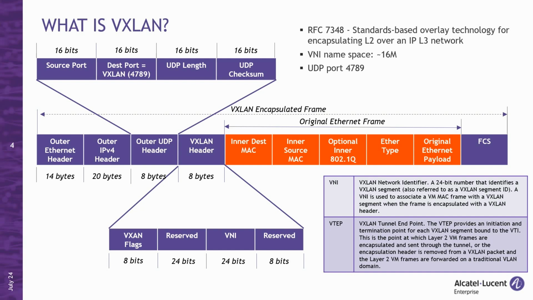So each segment is identified with a VNI or VxLAN network identifier, which is a 24-bit number that identifies a VxLAN segment. This provides a namespace of about 16 million segments. The switch or host that performs the encapsulation and is the termination point of the VxLAN segment is called a VTAP. VxLAN is a point-to-multipoint technology.